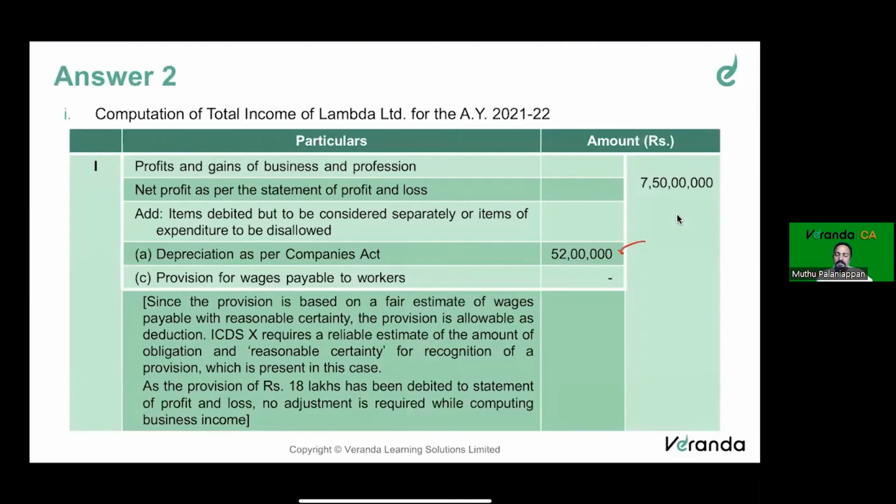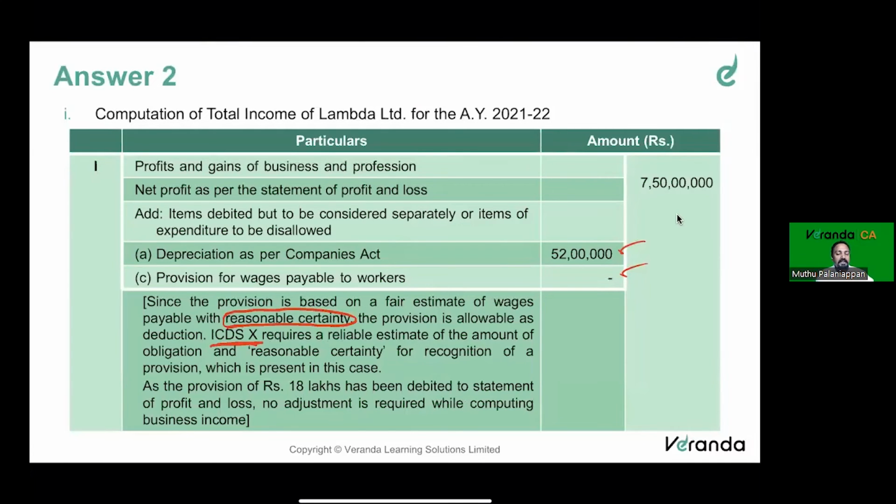Depreciation has to be adjusted because the depreciation calculated under section 32 of the Income Tax Act needs to be allowed. So that is what there. Provision for payable to workers, we also discussed this. Whenever it has reasonable certainty, it is an allowed expenditure. It need not be disallowed. So it is in line with the disclosure requirement of ICDS 10 on provisions and contingent liability.